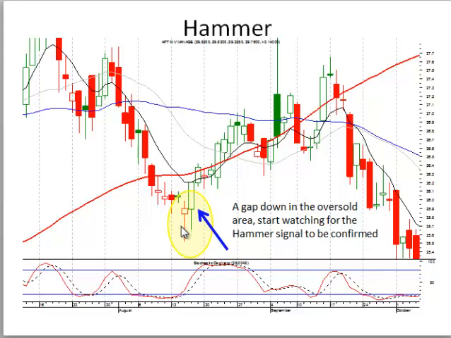A gap down in the oversold area and they do a hammer, that means at some point the bulls have stepped in. Watch for bullish confirmation the next day. In this case, it did exactly what it should do, brought it right back up to the T-line. Now at that point, we've got a bullish candle. We've got the benefit of seeing what type of investor sentiment is at that level.